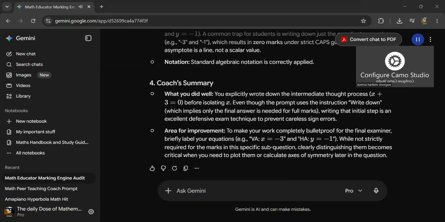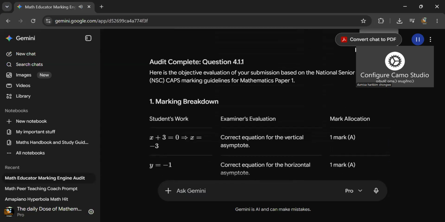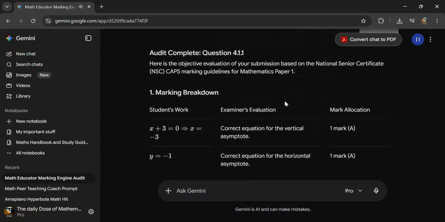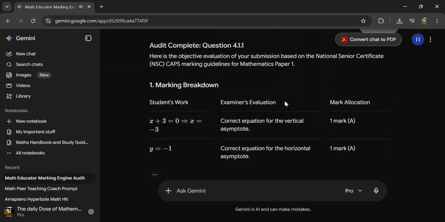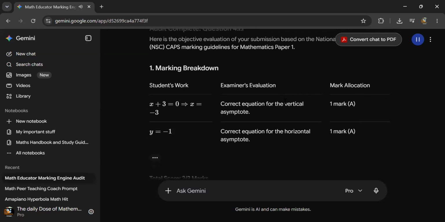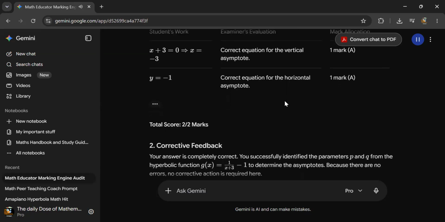Audit complete. Question 4.1.1. Here is the objective evaluation of your submission based on the National Senior Certificate, NSC, CAPS Marking Guidelines for Mathematics Paper 1. 1. Marking breakdown. Students' work. Examiner's evaluation. Mark allocation: x plus 3 equals 0, right arrow x equals minus 3. Correct equation for the vertical asymptote. 1 mark, A. y equals -1. Correct equation for the horizontal asymptote. 1 mark, A. Total score, 2 out of 2 marks.